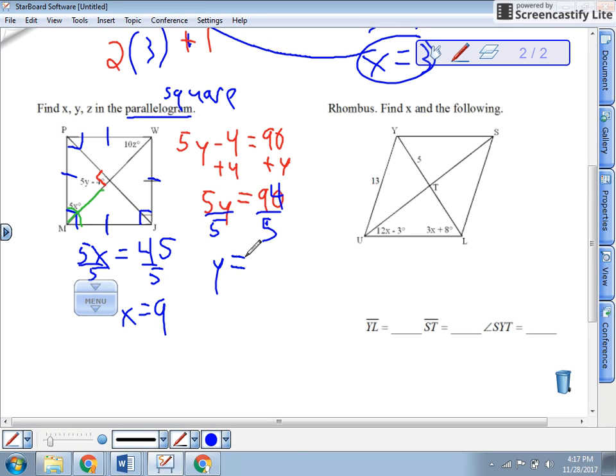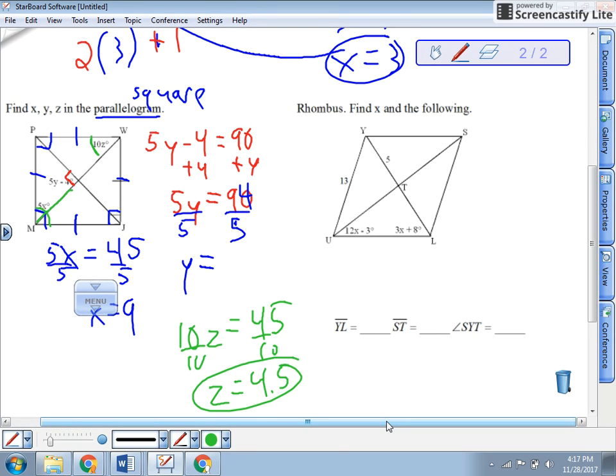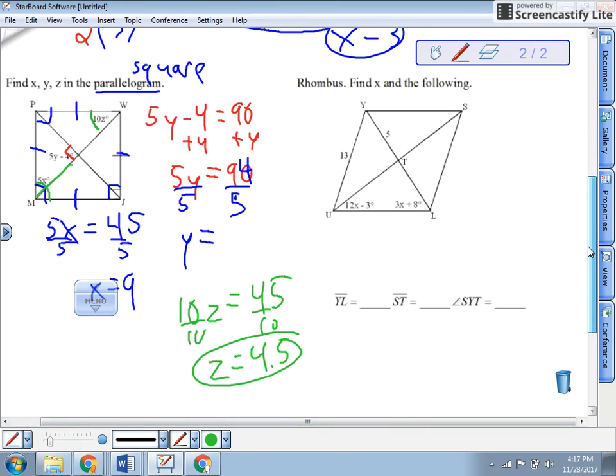And then z, well, how do I find z? Well, again, z just like x, it's this angle right here. So we know that 10z equals 45. Just divide each side by 10. So z is going to equal 4.5. So decimals are okay. That's how you find x, y, and z. Again, which shape, which piece. And then finally this one, find x and the following.